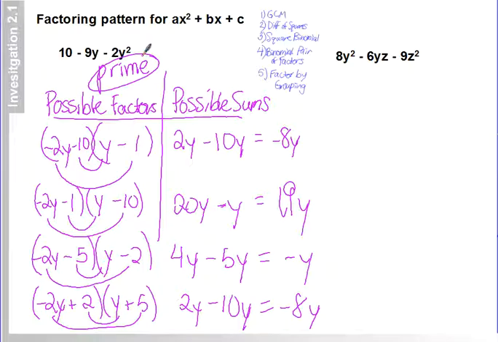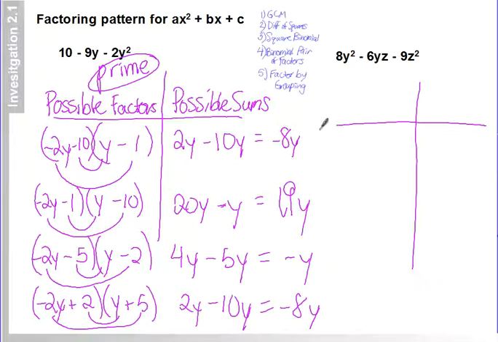All right, let's look at this second one. We have 8y squared minus 6yz minus 9z squared, okay? This is one of those fun ones that has the exponent of 2 in both the bottom and the top of it, in both the 8y squared and the negative 9z squared, okay? So how are we going to go about this? Can someone give me a possibility for one of our factors to get started?